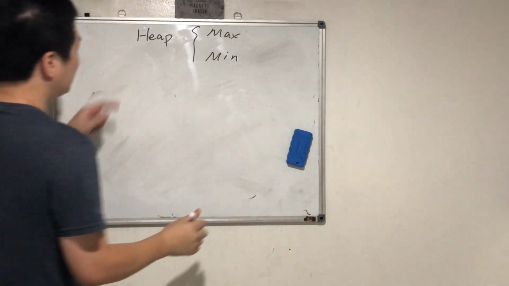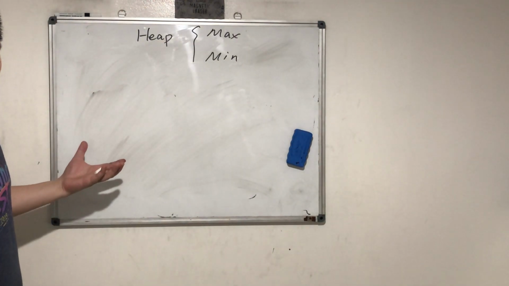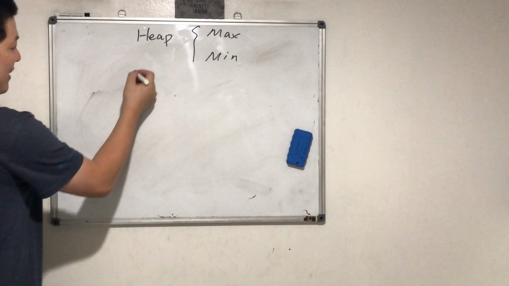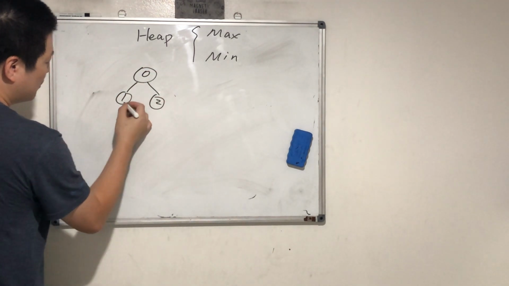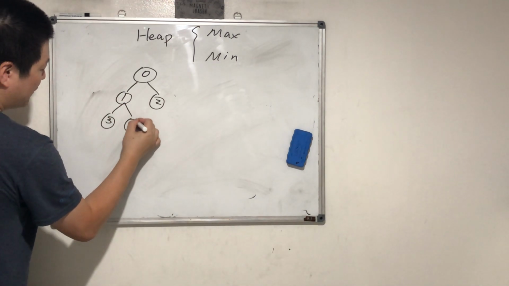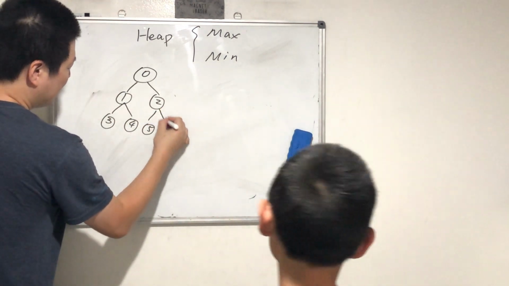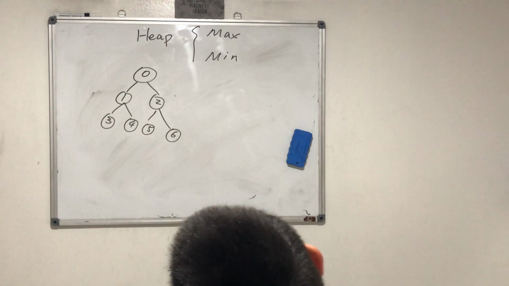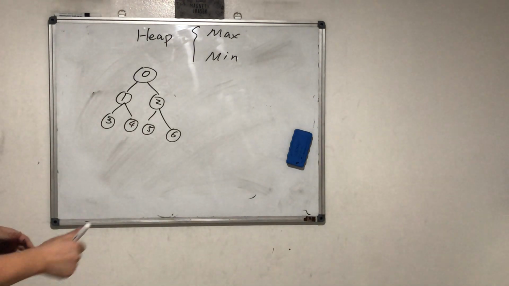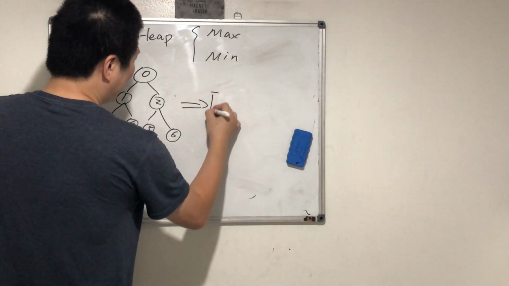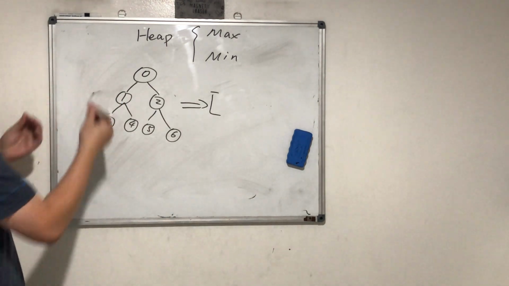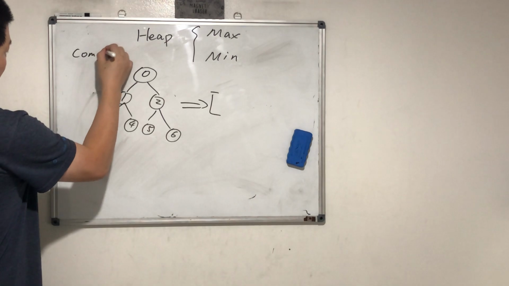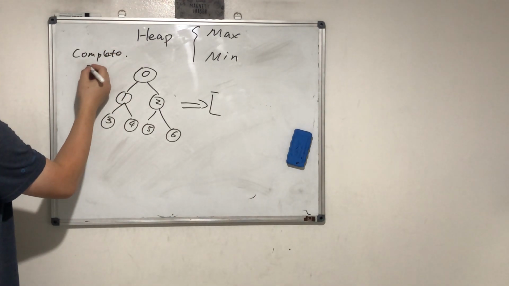So how can we store the heap in an array? For example, like this: 0, 1, 2, 3, 4, 5, 6. We can just put it in, because it's a complete binary tree.